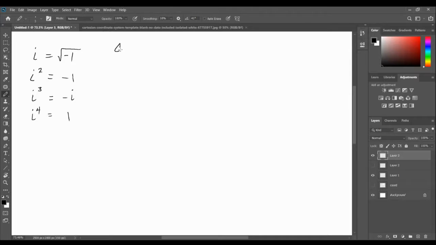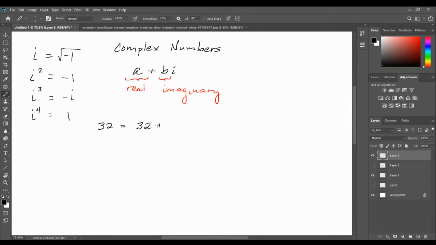Complex numbers are numbers that are written with a real and an imaginary portion. And they are always written in the a plus bi format, where a is the real portion and b is the imaginary portion. So we can really write any number in this format, even 32. Well, that's 32 plus 0i.